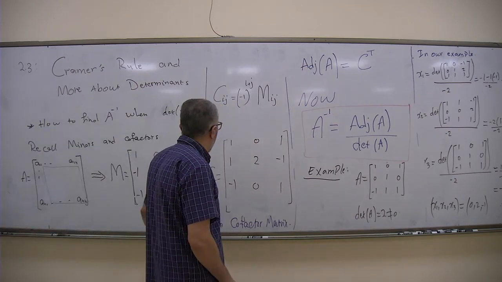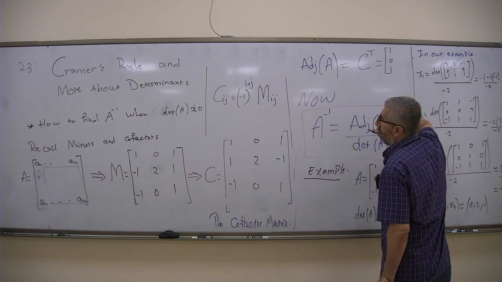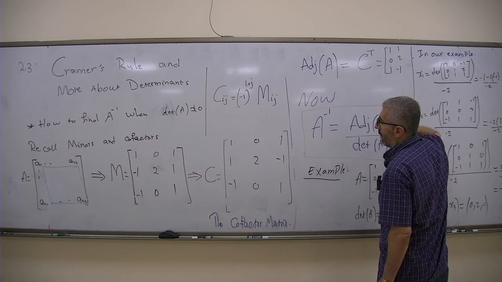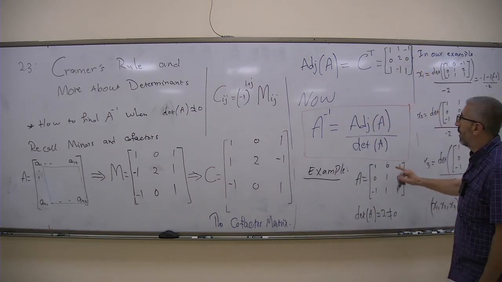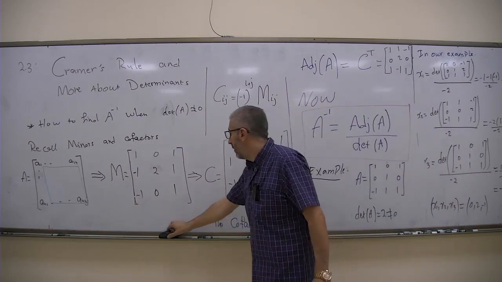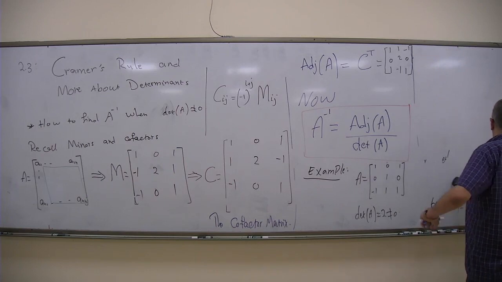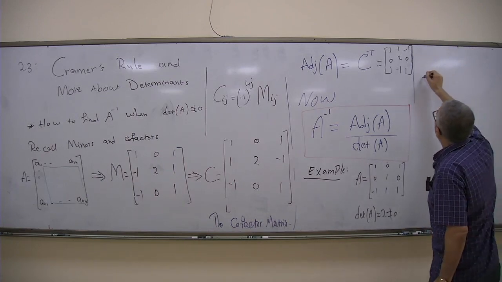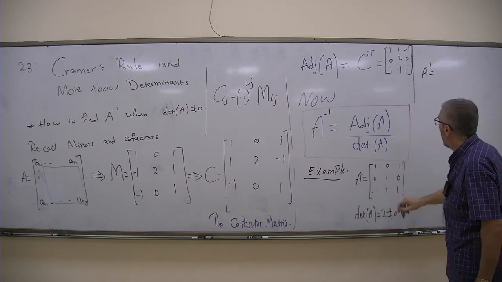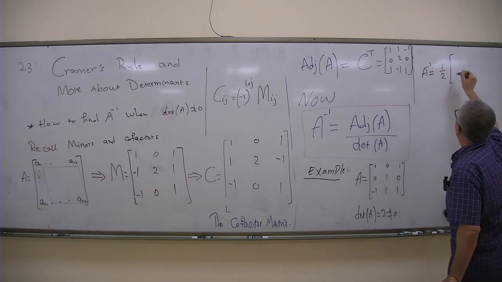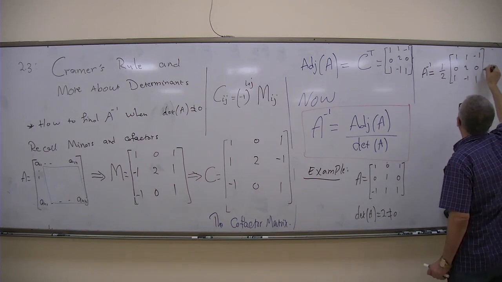All right. Now, what is the adjoint? The adjoint is going to be 1, 0, 1, 1, 2, negative 1, negative 1, 0, 1. What is A inverse now? A inverse is adjoint of A over determinant of A. Determinant of A is 2, so this is 1/2 multiplied by 1, 1, negative 1, 0, 2, 0, 1, negative 1, 1. Here it is.